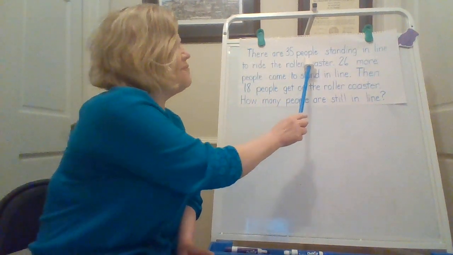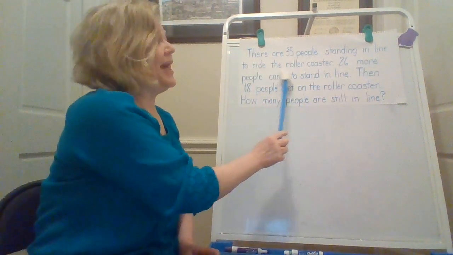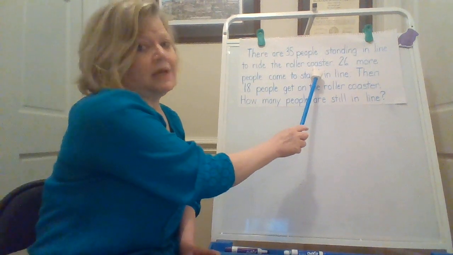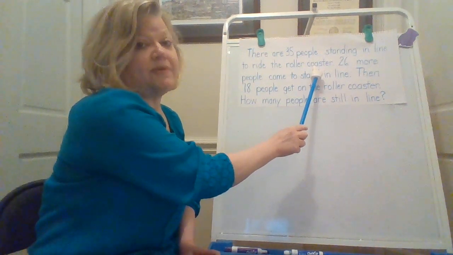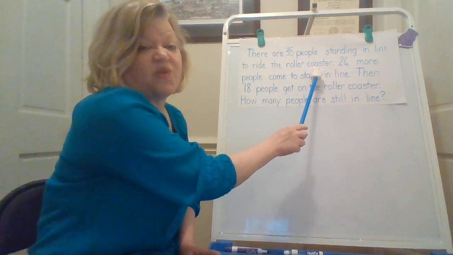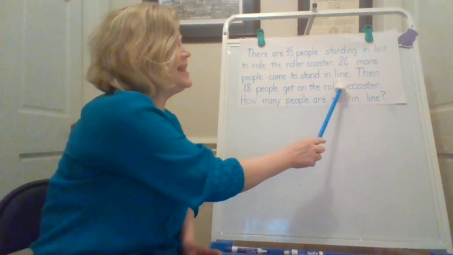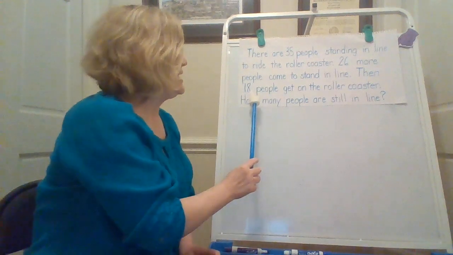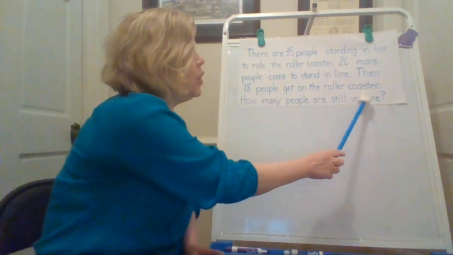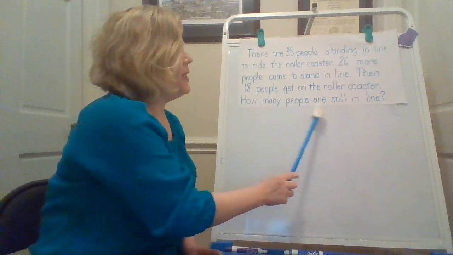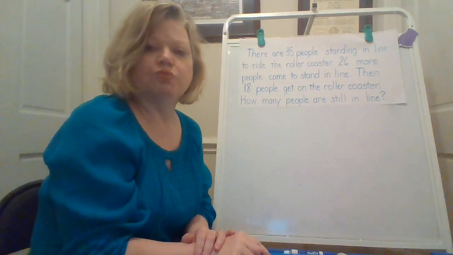There are 35 people standing in line to ride the roller coaster. And I'm sure you all have been through that before, whether it's a roller coaster or your favorite ride. 26 more people come to stand in line. Then 18 people get on the roller coaster. How many people are still in line?